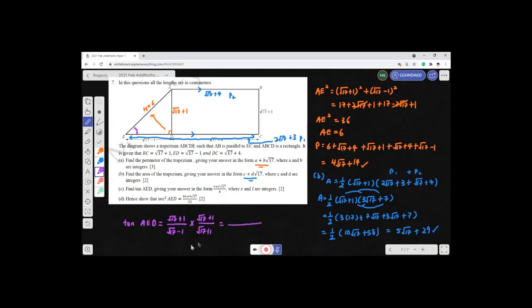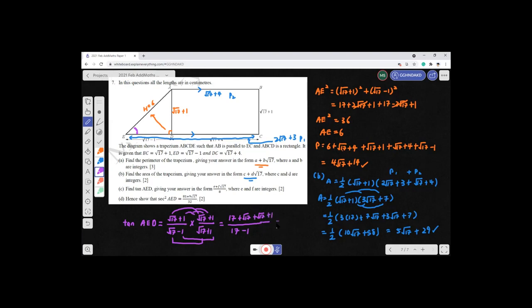So the bottom, √17 times √17, 17, minus 1 times 1, I get minus 1... so 17 minus 1, 16. On the top, I need to times it a lot of times. So √17 times √17 times 1, you get plus √17. Same goes to this, √17 and times 1. So plus √17 and plus 1.